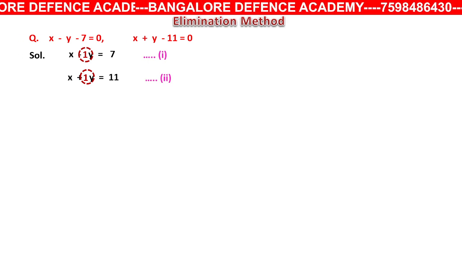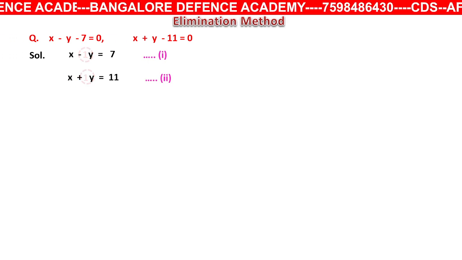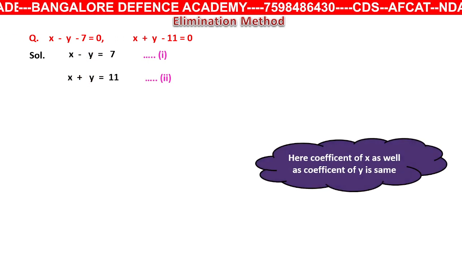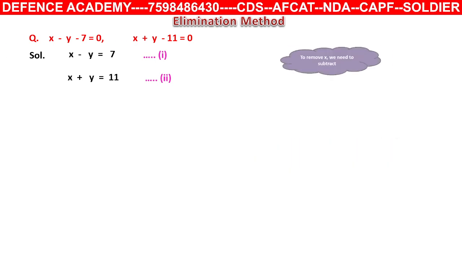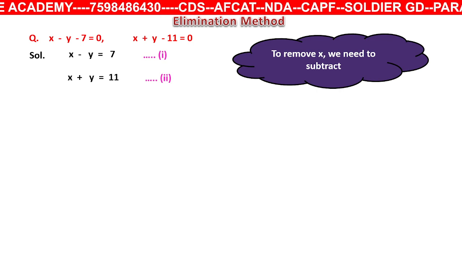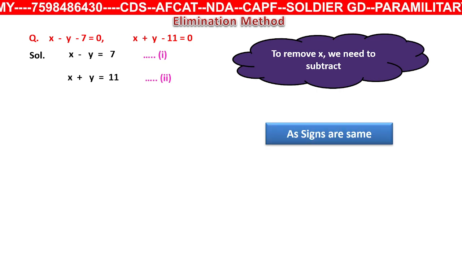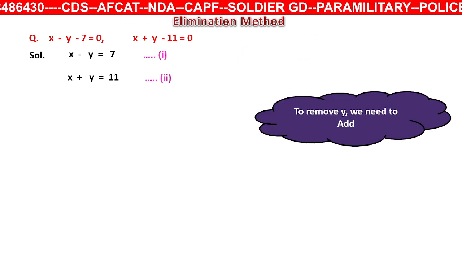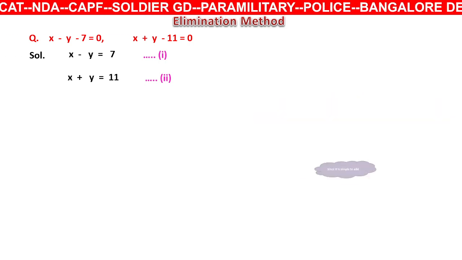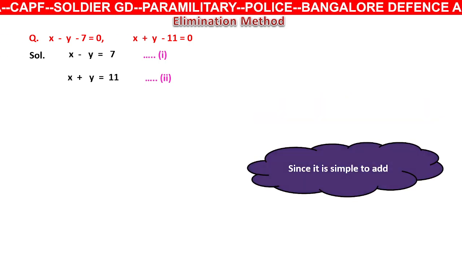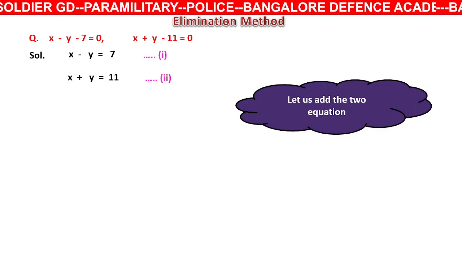Now we have to eliminate x or y. So now what I am going to do here is, here the coefficient of x as well as coefficient of y is same. To remove x, we need to subtract, as signs are same. To remove y, we need to add, as signs are different. Since it is simple to add, we are going to add the two equations.